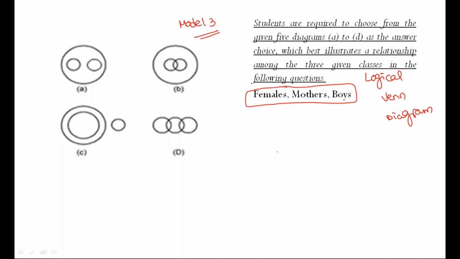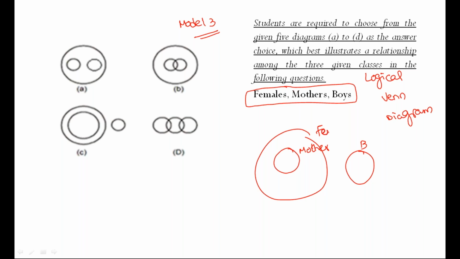All mothers will come under females. Boys is totally the male gender. This is separate. All mothers will come under the females category, right? Boys is in no way an intersection for that. That is why option C. That's it. So for the given question, this is the logic we can apply. Do you understand this?